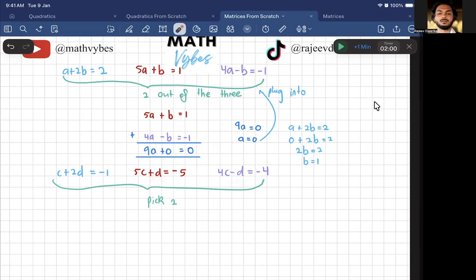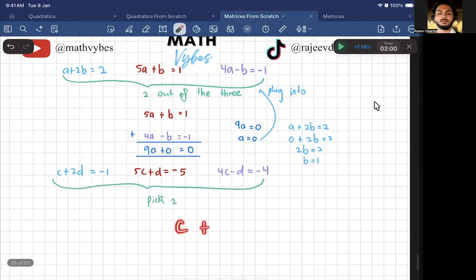But Chloe, if you use c plus 2d is equal to -1 and 4c minus d is equal to -4, think about it. If you add that, none of them is going to cancel off. If you minus that, none of them is going to cancel off. You will actually have to do extra work and you'll have to multiply. Okay, Chloe, tell me about something to get rid of. You want to get rid of C or D?